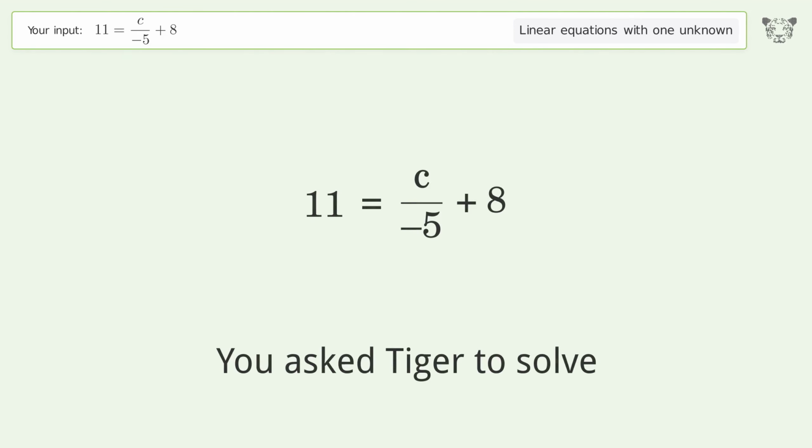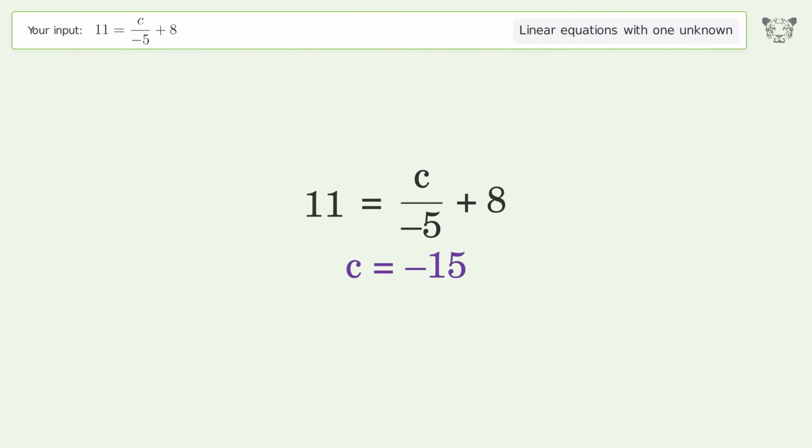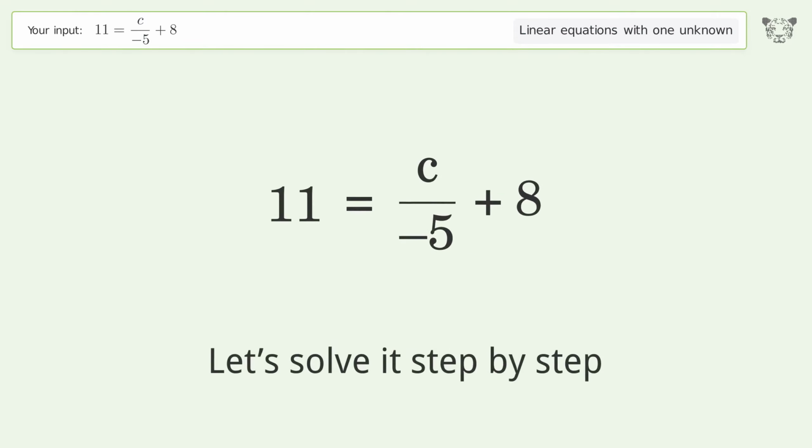You ask Tiger to solve. This deals with linear equations with one unknown. The final result is c equals -15. Let's solve it step by step.